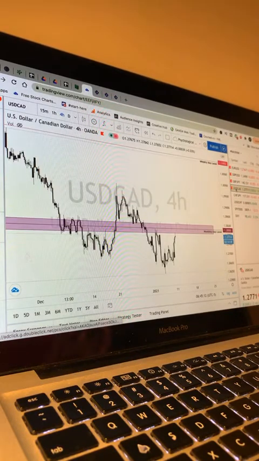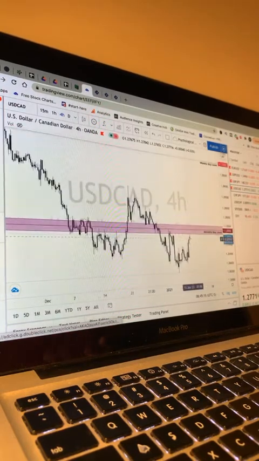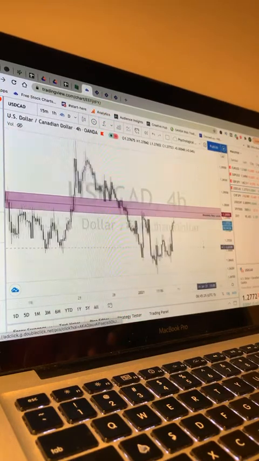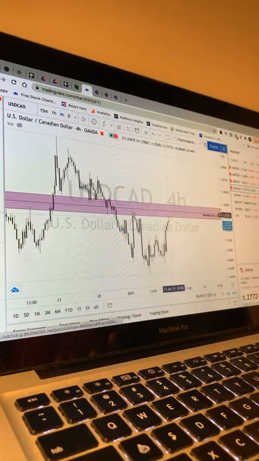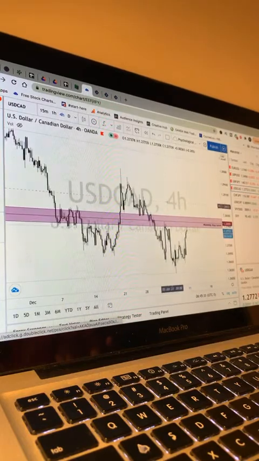So moving on to USDCAD. Honestly, I wasn't really looking too close at it this week, but I do see that it is approaching a monthly key level that I have marked up here. And my monthly key level for USD CAD that it's approaching is 1.28.